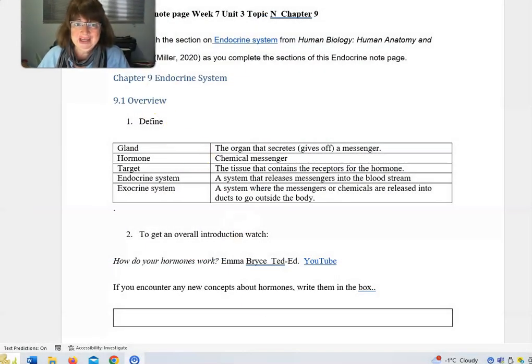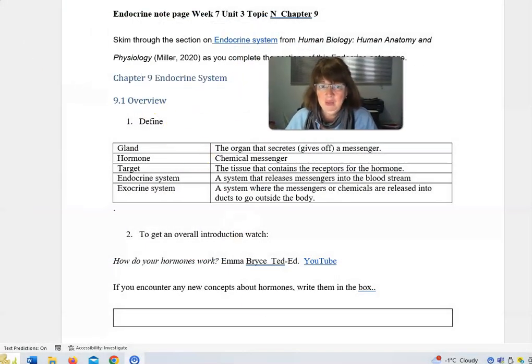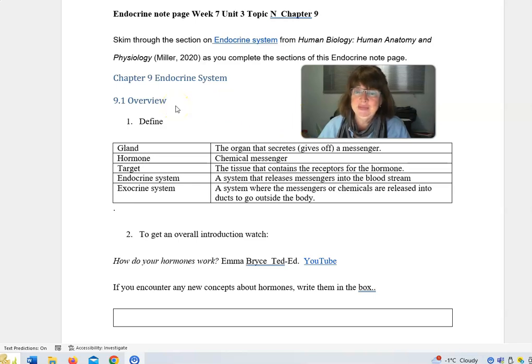Okay, so when we're looking at the endocrine system, what I want you to look at is some key vocabulary words. A gland is the organ that gives off or secretes the messenger, and the chemical messenger is given the name hormone. Now, a chemical messenger or a hormone usually affects a target, and in most situations, the target is the tissue that has the specific receptor that interacts with the hormones.